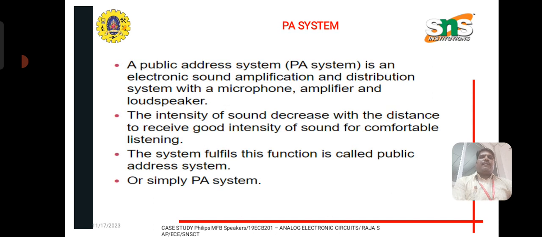In general, a public addressing system is an electronic sound amplification and distribution system with a microphone, amplifier and a loudspeaker. So whenever you go for feedback, this PA system is used. A PA system consists of a microphone, an amplifier and a loudspeaker. The intensity of sound decreases with distance, so to receive good intensity of sound for comfortable listening, the system that fulfills this function is called a public addressing system, or simply a PA system.